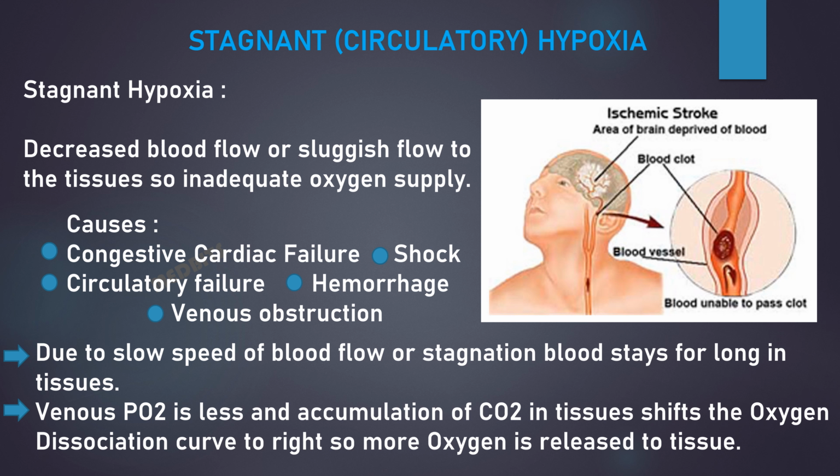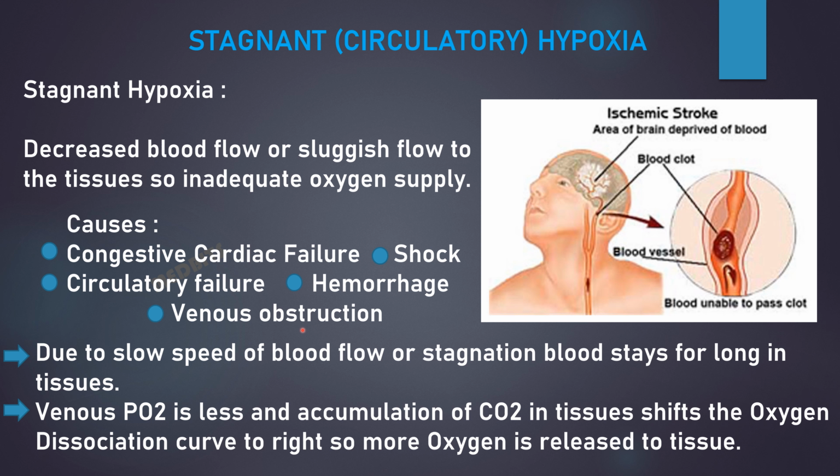Now coming to the next one, stagnant hypoxia. In this condition, there is decreased blood flow or sluggish flow to the tissues, so inadequate oxygen supply. Now the causes: congestive cardiac failure, shock, circulatory failure, hemorrhage. Now there is something in common with other hypoxias, right?